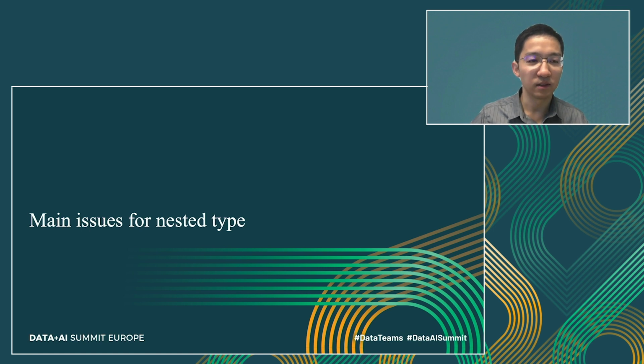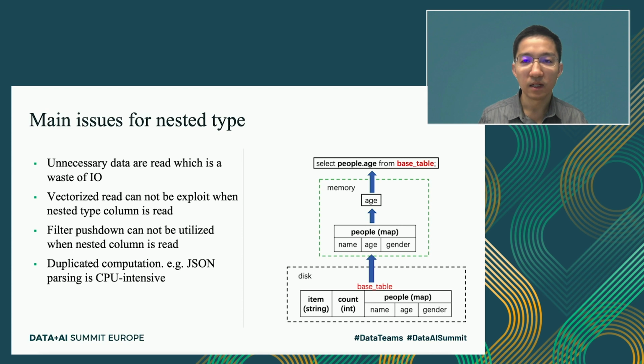Okay, let me explain what the main issues are for these nested types. Let us take a look at the picture on the right side, at the bottom. There is a table named base table in red.